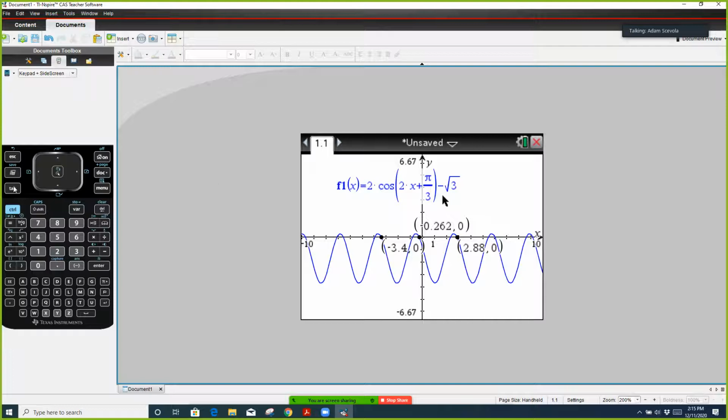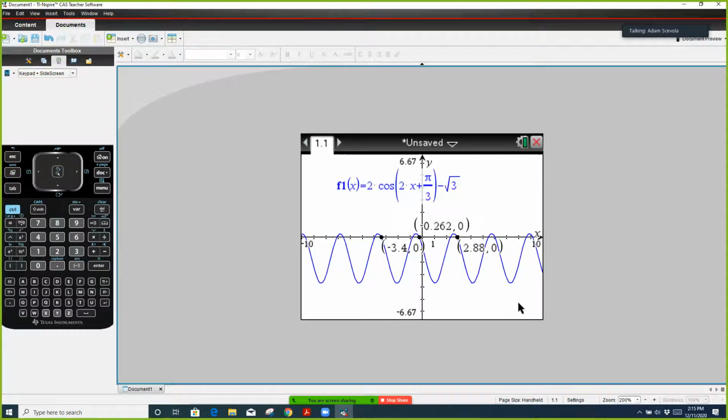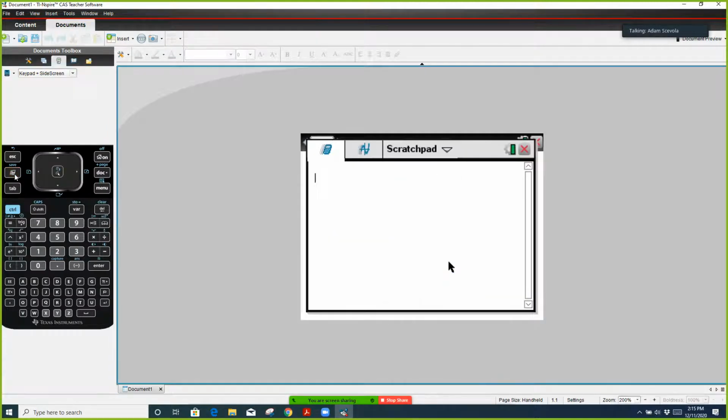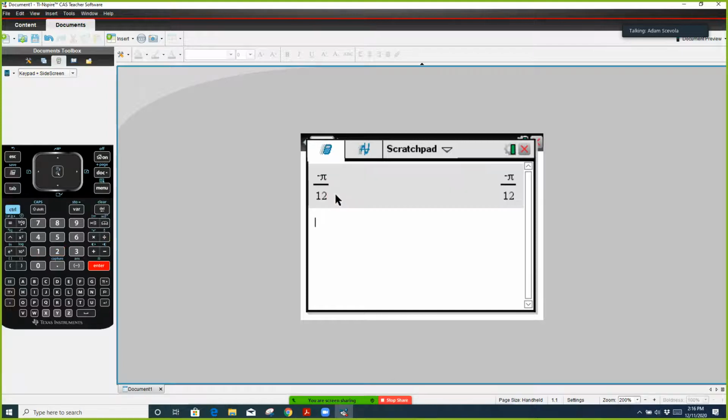Now let's see if we were right. So if I do the scratch pad, and I type in negative pi over 12 to see what that is as a decimal, that should give me the same answer.